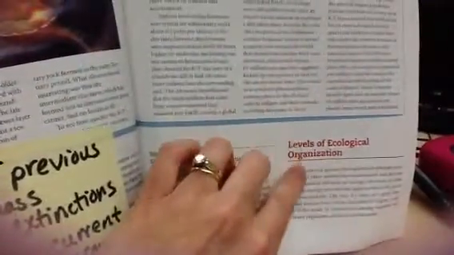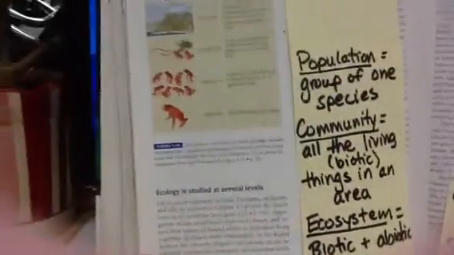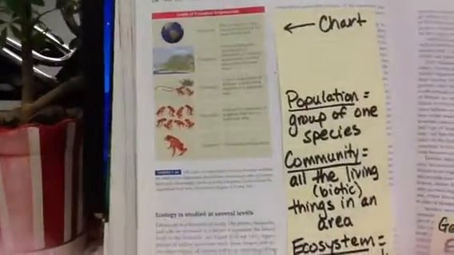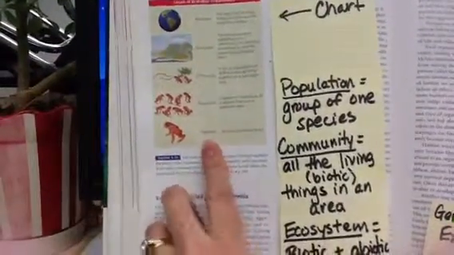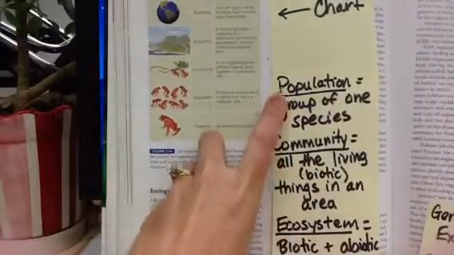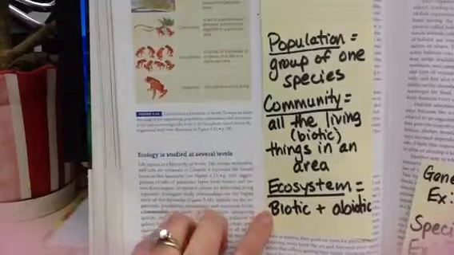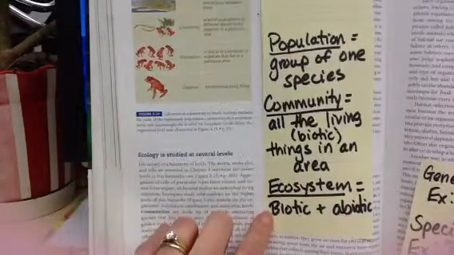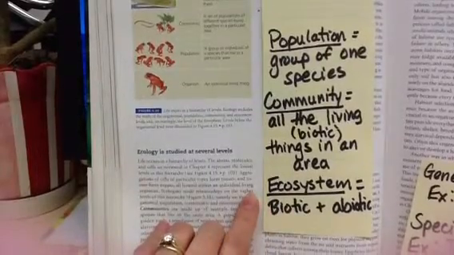Going on to levels of ecological organization. This is page 130. Make sure you know the chart and the definitions of the chart. Students often get confused between population, community, and ecosystem, so make sure that you know the difference between those 3, and they're pretty clear in the book. Just make sure that you review this.